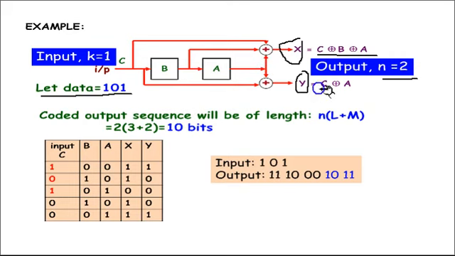Similarly, Y is C XORed with A. So it is from this particular line over here and again from A. This is how Y will give the corresponding output, that is C XORed with A. With the help of the input data, if it is 3 bits, we expect 3 into 2, meaning for each bit we expect 2 output bits. So 3 into 2, that means 6 output bits for the total 3 input bits.